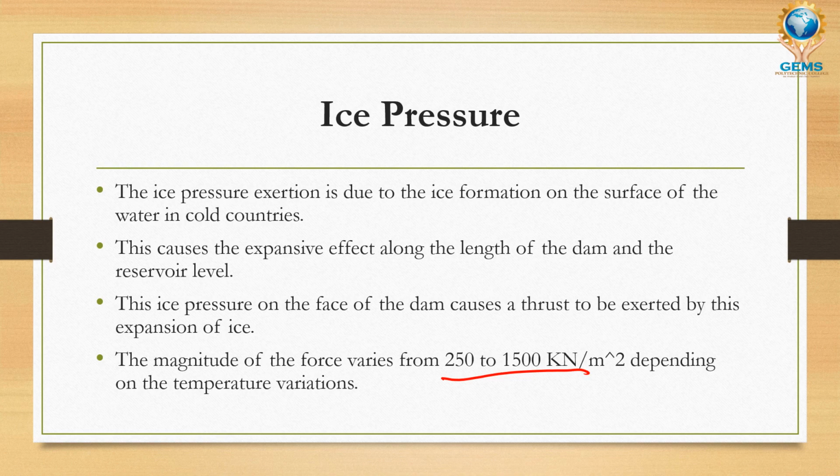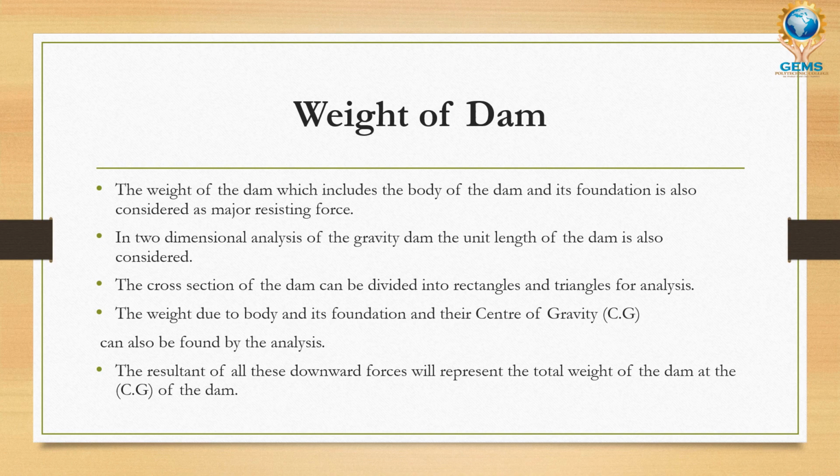In the previous slide, I explained the ice pressure which acts on the upstream portion of the dam, and this ice pressure causes the expansive effect on the upstream portion of the dam, right?